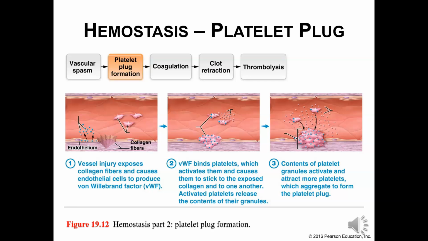So first, your vessel injury exposes the collagen fibers, as you can see here, and that will produce von Willebrand factor. Von Willebrand factor then will bind to the platelets, as you can see, which then activates them and causes them to basically stick to each other, and basically also to the vessel wall. And those activated platelets then will release the contents of their granules, as you see from the image. So the contents of the platelet granules will then activate and attract more platelets to this platelet plug that's formed.